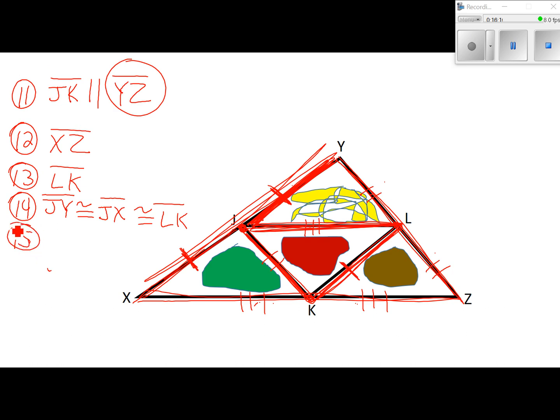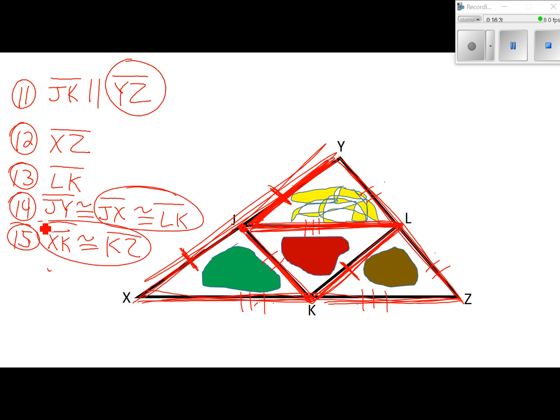Question 15 says segment JL, which is right here, and it has to be congruent to XK and KZ. So segment XK and segment KZ. Those are your two answers for the blanks in 15.